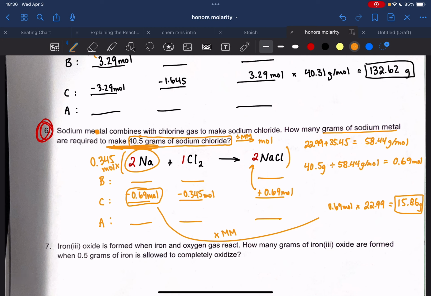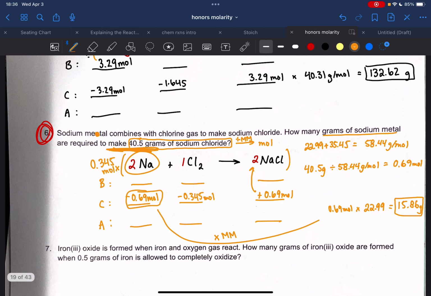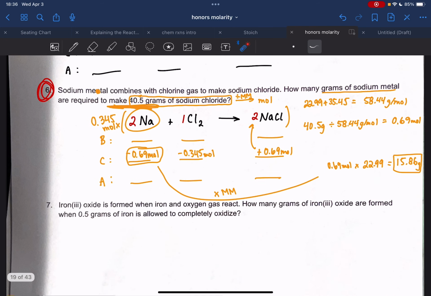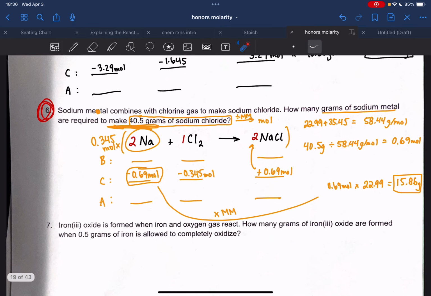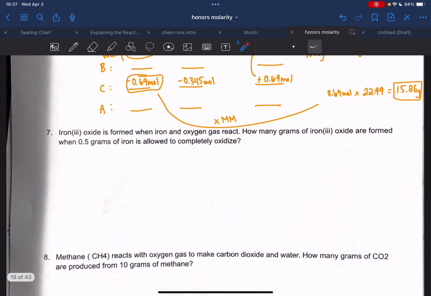And I'm pausing here because that number does not sound familiar. Hold on, let me make sure I didn't make any mistakes. 40.5 divided by that molar mass, that makes sense. Divide by 2. Bring that here, multiply by 2, get it back. 0.69 times molar mass. Yeah, that seems right. I guess I'm just second guessing myself. But that's right, it's got to be 15.86 grams. Okay, cool. Last one I'm going to do is number 7.